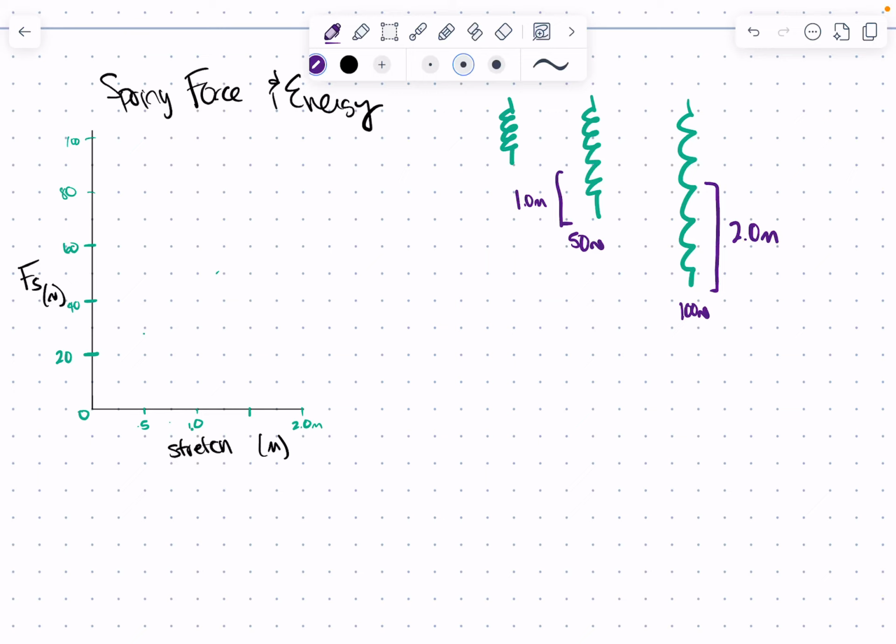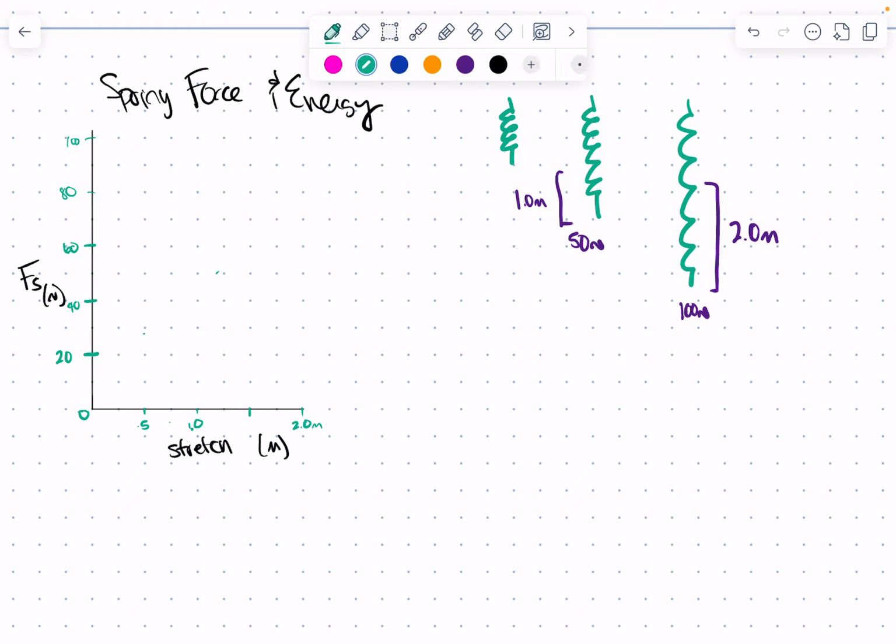Okay, so now we are going to be looking at spring force and energy here. I have a brand new spring here, and you can see right now it has a natural length all its own. There's nothing on here. When I add 50 newtons to it, we can see that the spring stretches 1 meter, and then when I add 100 newtons to this, it stretches a total distance of 2 meters.